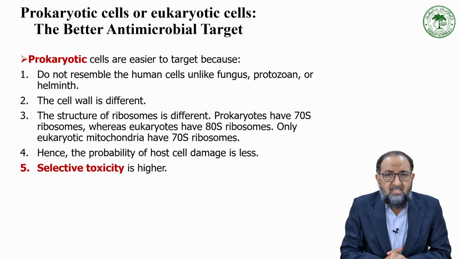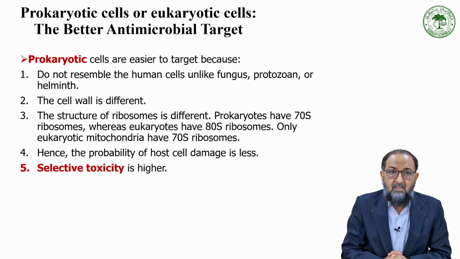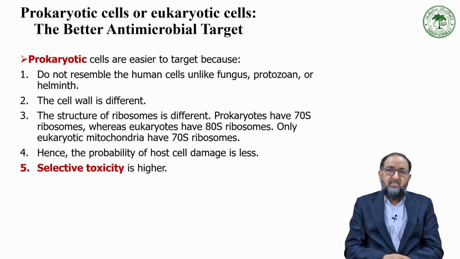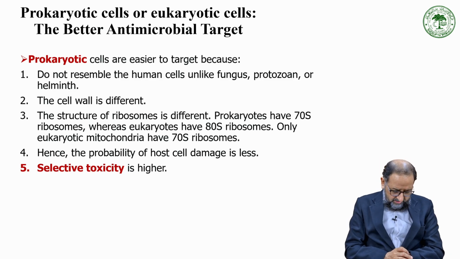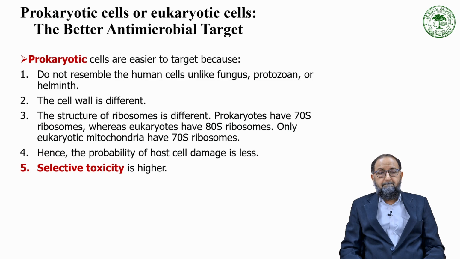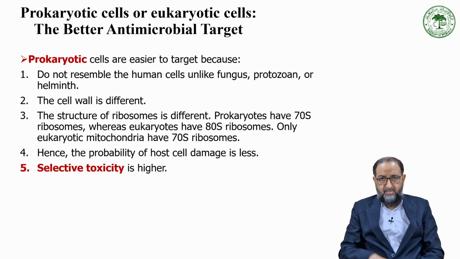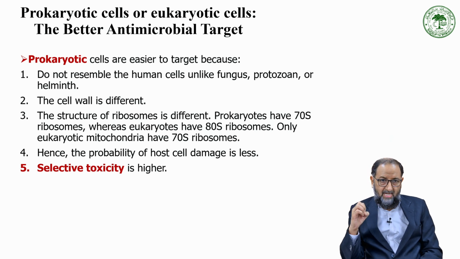Now, prokaryotic cells versus eukaryotic cells: the better antimicrobial agent targets. Both prokaryotic and eukaryotic cells are targets for these antibiotics. And target here means you need to have some specific target. Where does the antibiotic act? It may be the membrane, protein synthesis, some enzymes, some modification, efflux pumps, porins, and so on.